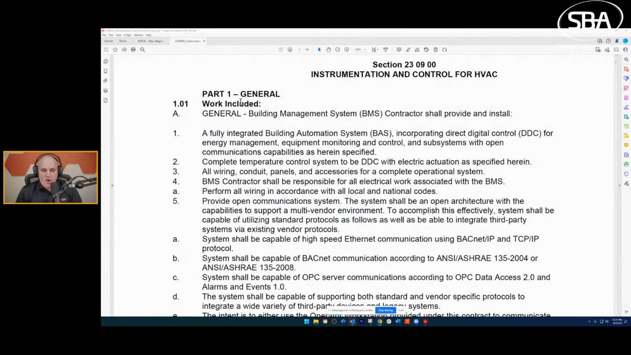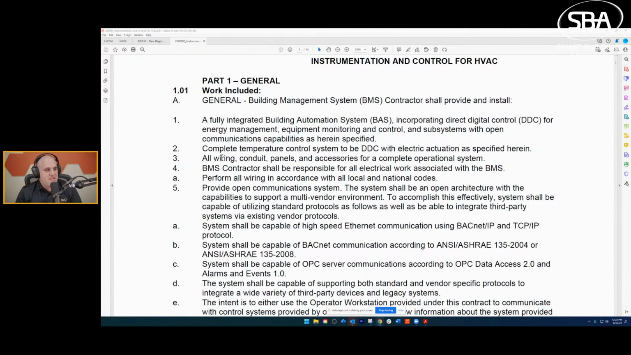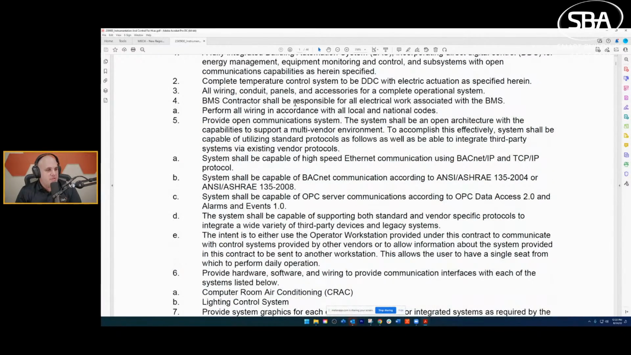So part 1, general, right? This is going to say some really obvious stuff. We're going to give a building automation system. Oh, really? That's surprising. We're going to control with DDC. Okay, great. BMS contractor shall be responsible for all electric work associated with a BMS.